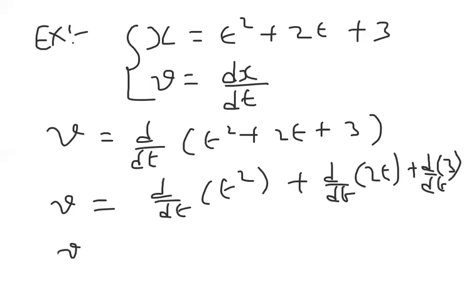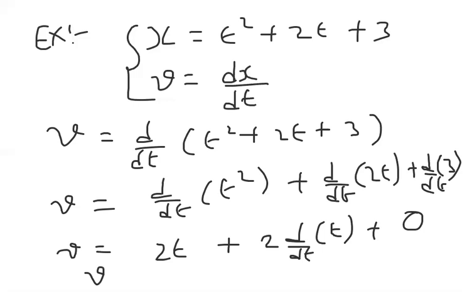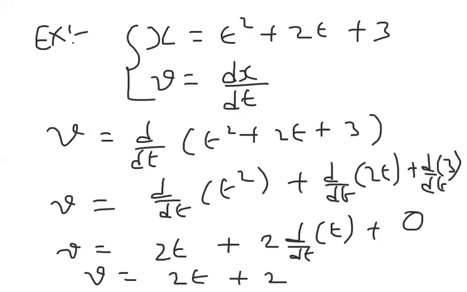Now d by dt of t square I can write as 2t. d by dt of 2t means 2 times d by dt of t, plus differentiation of constant is 0. So v is equal to 2t plus 2. This is the instantaneous velocity value. Just now we got the expression for instantaneous velocity as 2t plus 2. This is the expression we got.